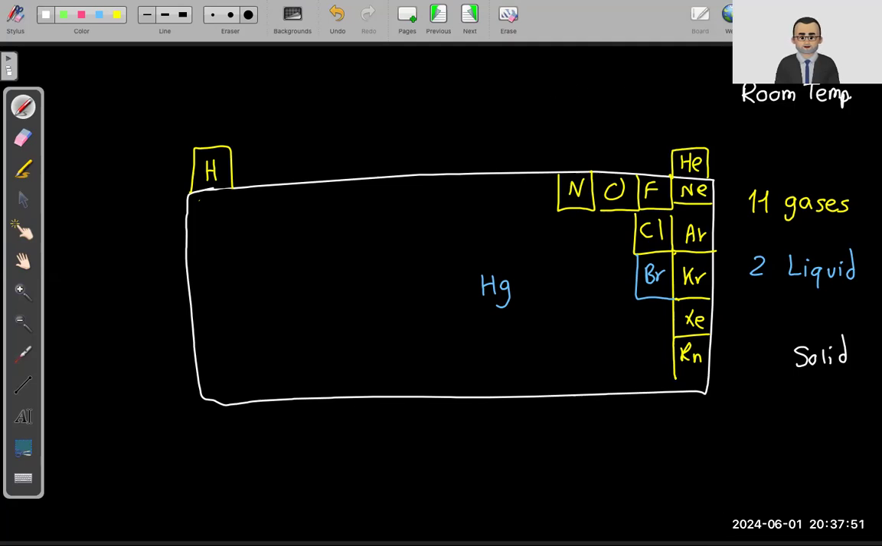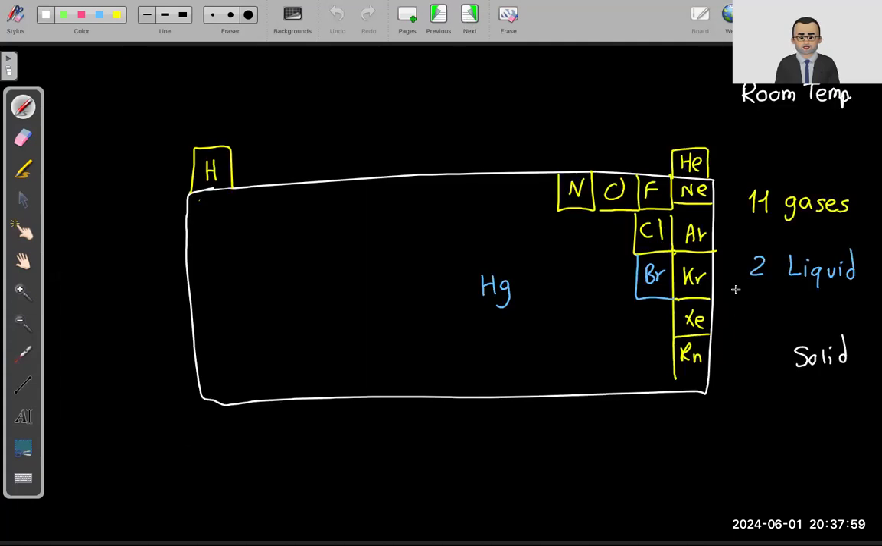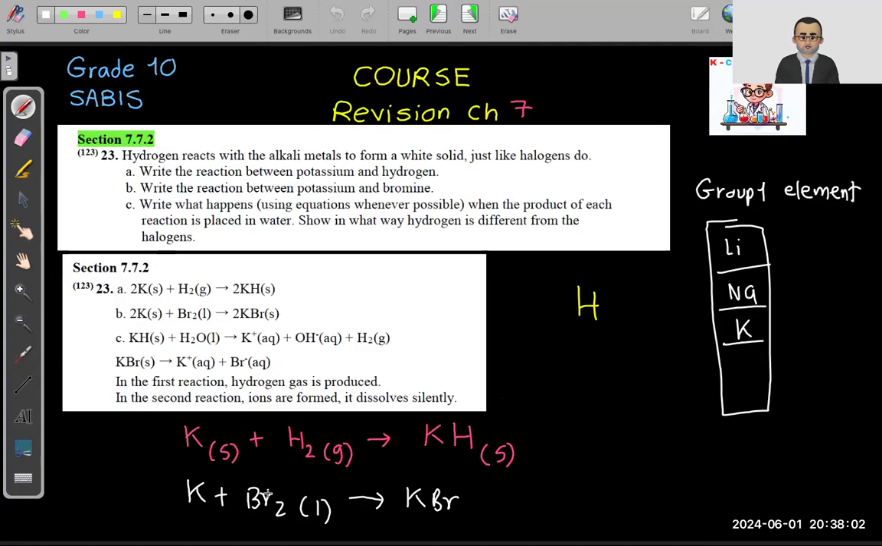So if he asks me this one, I should know that it is liquid by myself. How did I know that it is liquid? From here: liquid, bromine, and mercury. So if I put the physical state, this must be liquid according to my knowledge. Again, the formed compound will be solid.